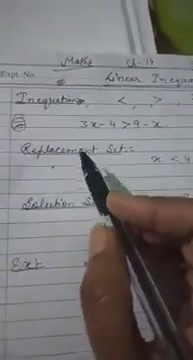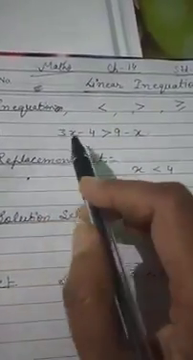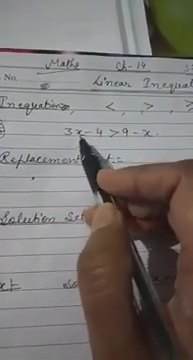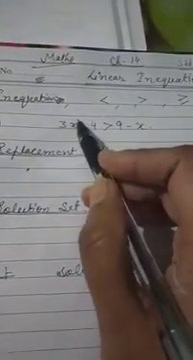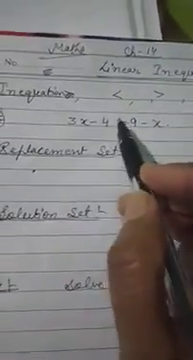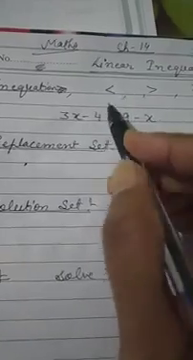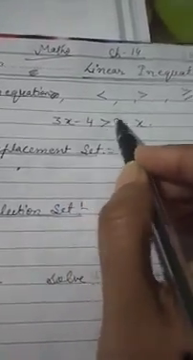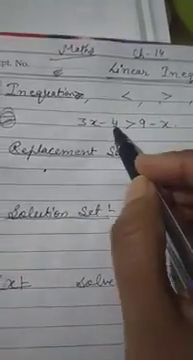Okay. So take one example of a linear inequation. Linear means a single variable whose exponent is 1. And inequation means the sign of inequality. So 3x minus 4 is greater than 9 minus x. This is a linear inequation.